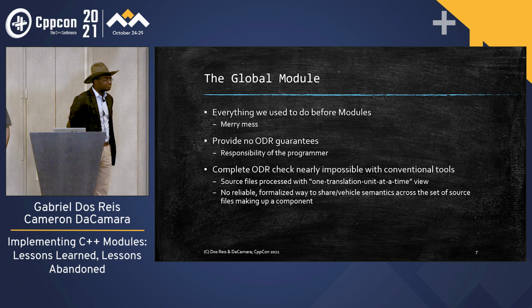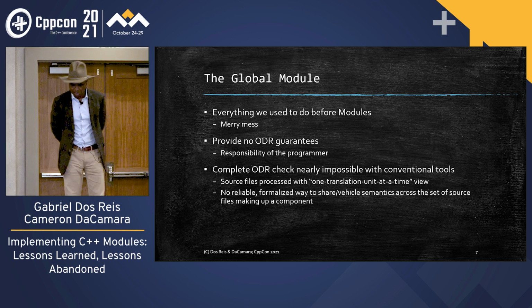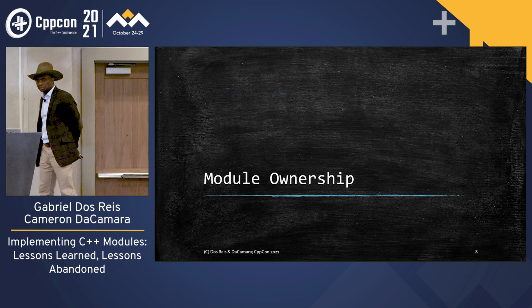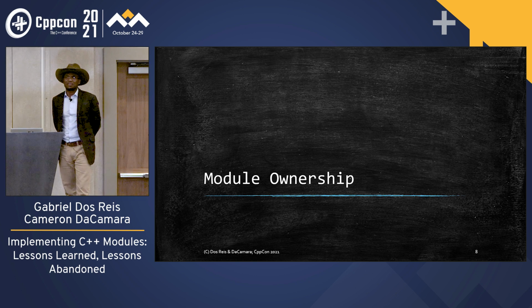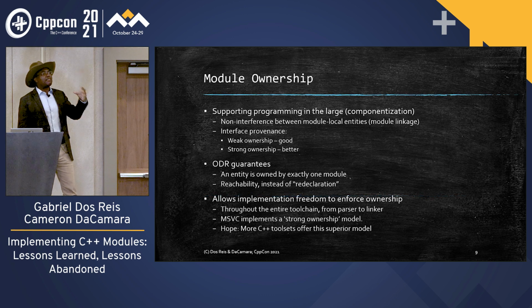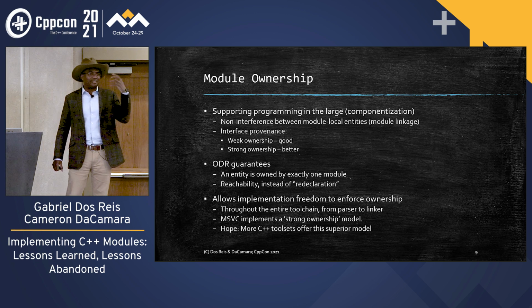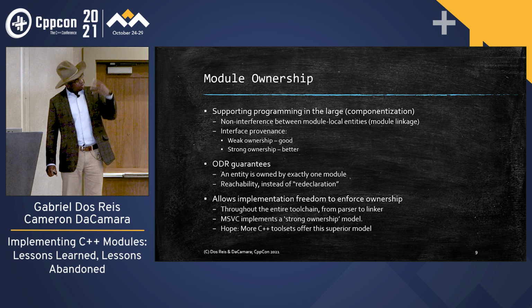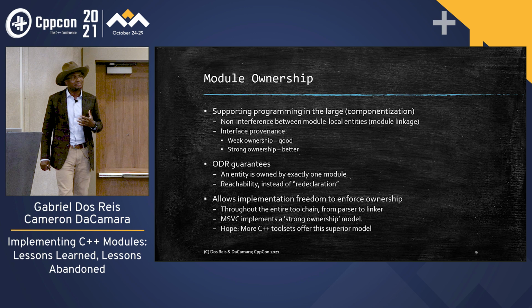So to make good on the promise of modules and ODR, I introduced the notion of module ownership. So what is this mysterious module ownership? The idea is that for every interface or every declaration, or entity that's exported to you, made available to you, the toolset tracks the provenance, right? Where they come from.